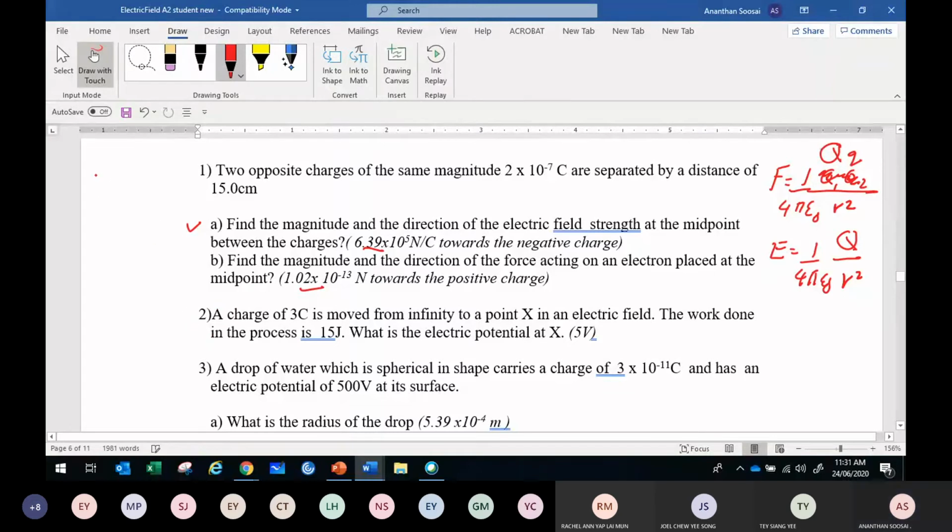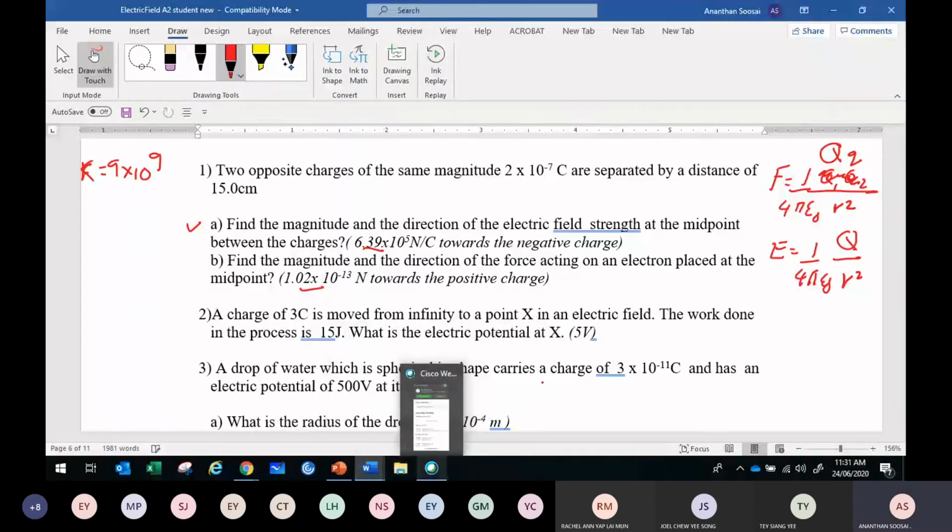I believe you remember the constants. Let me write the constant here. The K, I straight away put K. And K is 9 times 10 power of 9. The K value, right?